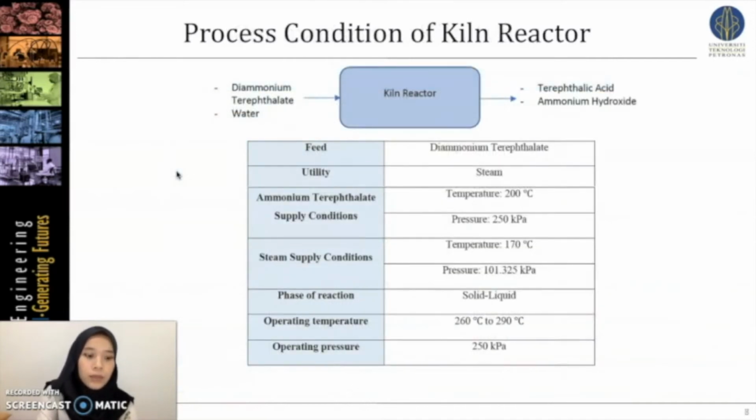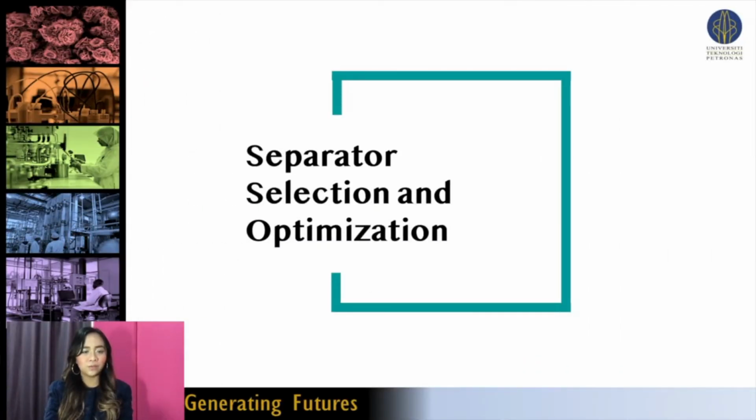This is the simple reactor block of the solidification of TPA reactor, where the feed is diammonium terephthalate and water, thus producing terephthalic acid in solid form and liquid ammonium hydroxide. The table shows the process conditions of the reactor. So that's all for the reactor selection part. Thank you. Now, I will move on with separator selection and optimization.